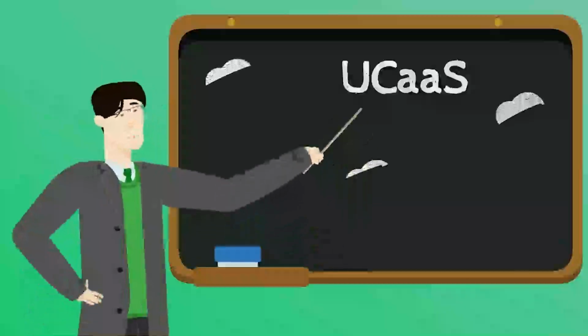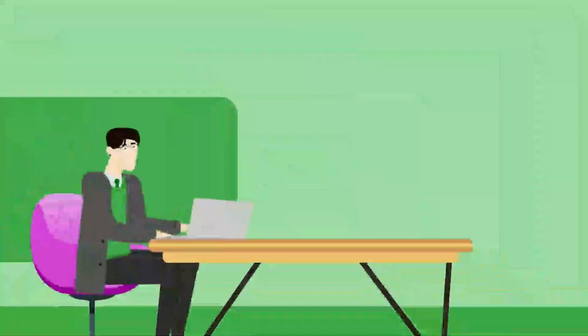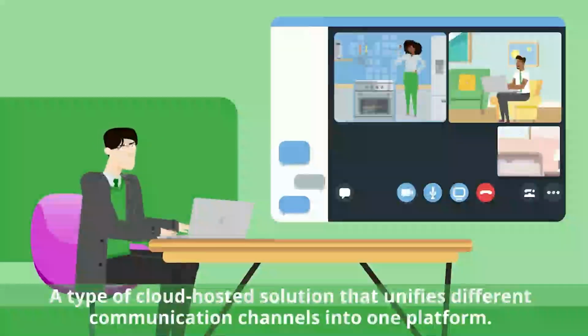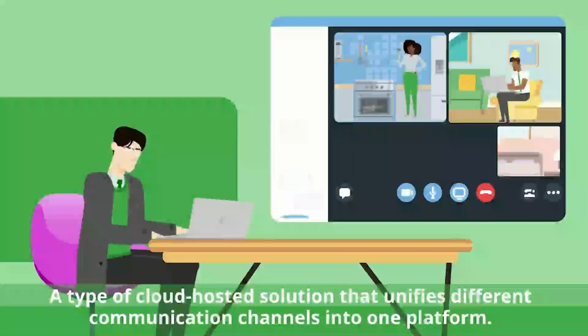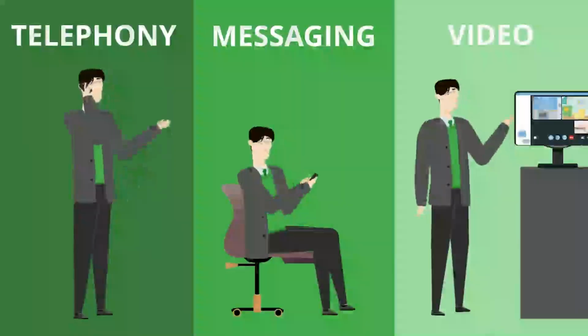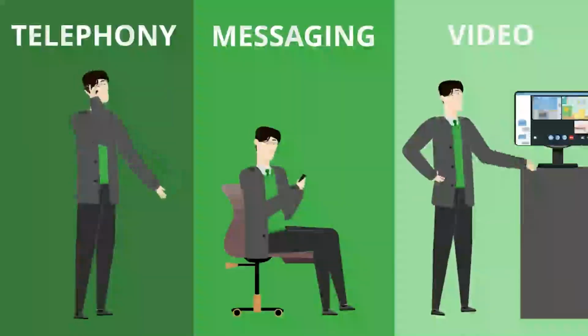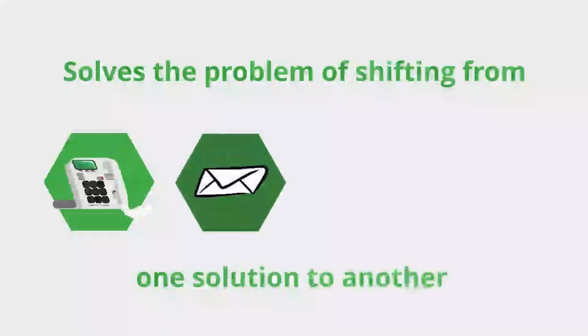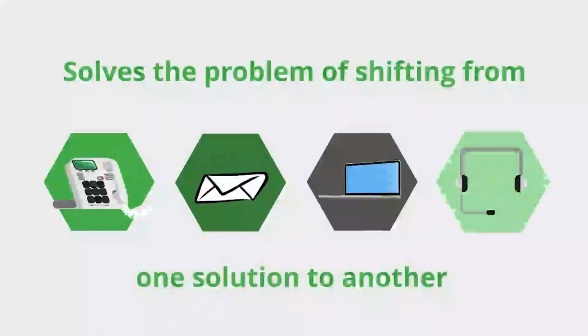UCaaS, or Unified Communications as a Service, is a type of cloud-hosted solution that unifies different communication channels into one platform. It integrates telephony, video conferencing, and team messaging into one platform. This unified communications platform solves the problem of shifting from one solution to another whenever the user wants to use another channel.